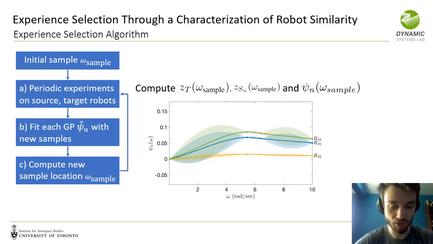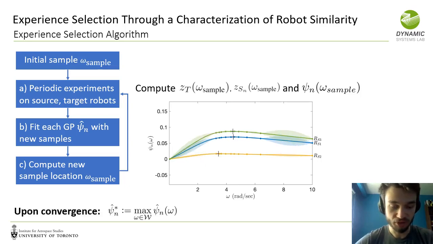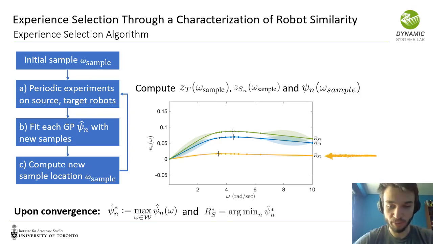We refit the new GP with this new sample and compute a new sample location, shown here with the red dotted line. Upon convergence, our estimate of similarity between the nth source robot and the target is given by psi n hat star, which is the maximum of the GP posterior mean, shown here with the black crosses on each plot. And we select experience from the robot that's most similar to the target, namely the one with minimum psi n hat star, which in this case is source 2, the yellow curve.